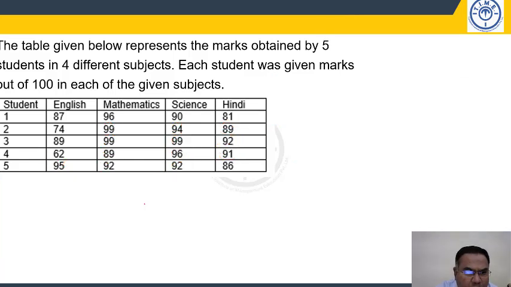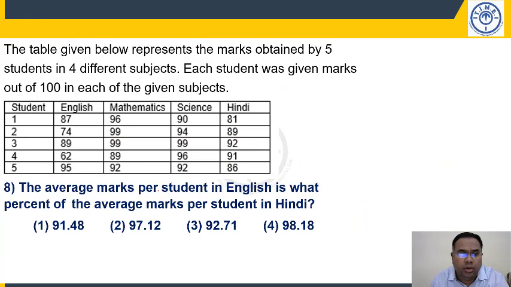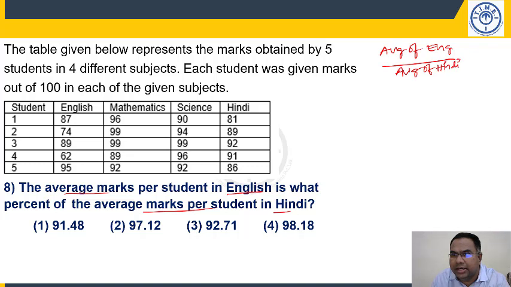Right, students. Question number 8. The average marks per student in English is what percentage of average marks per student in Hindi? So average of English by average of Hindi into 100 is a percentage. If I ask you X is what percentage of Y, what will be right?